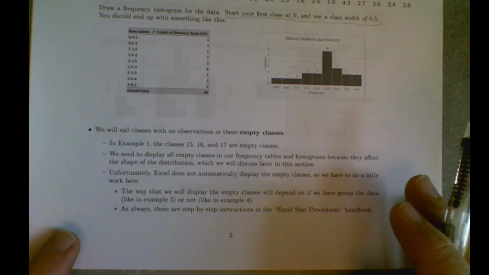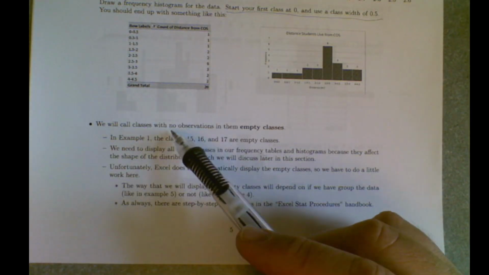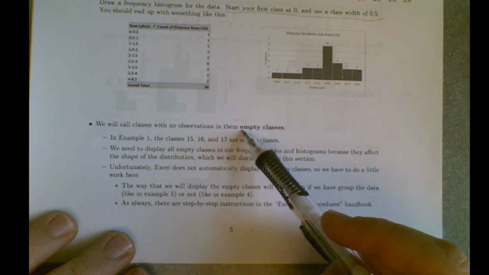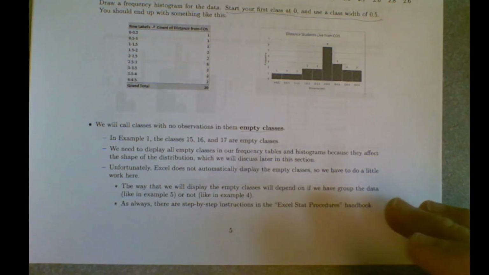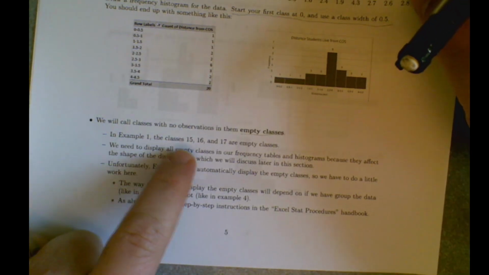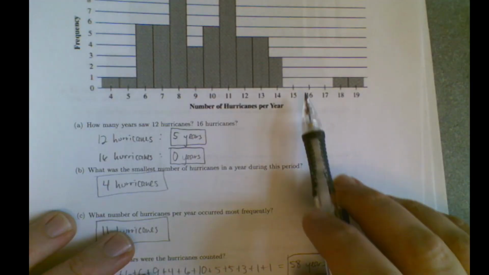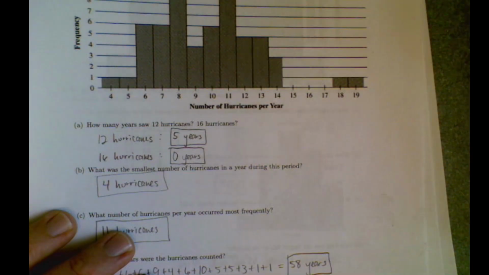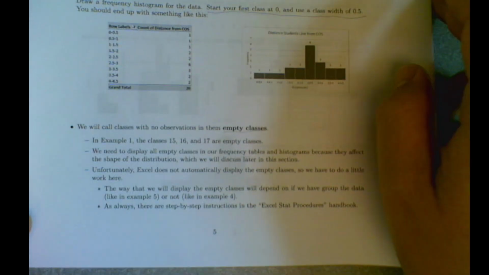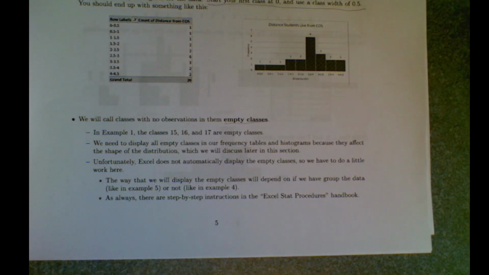there is a tricky thing here that we need to be aware of, and it's that sometimes there will be classes that have no observations attached to them, and we'll call these things empty classes. So to give you an example of what I'm talking about, if we look back at example 1, the classes 15, 16, and 17 are empty, because there were no observations here for 15, 16, and 17. The issue that Excel has with this is that if there's an empty class, Excel won't even put it on the graph, which is bad. We want the empty class to show up on our graph, and so we have to do a little bit of work to get Excel to display the empty classes.